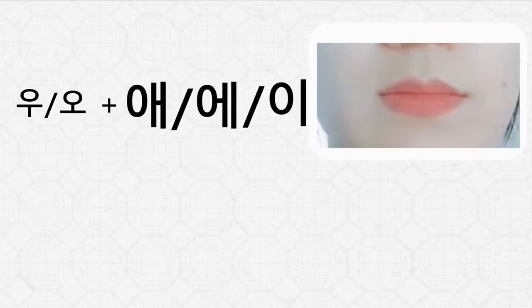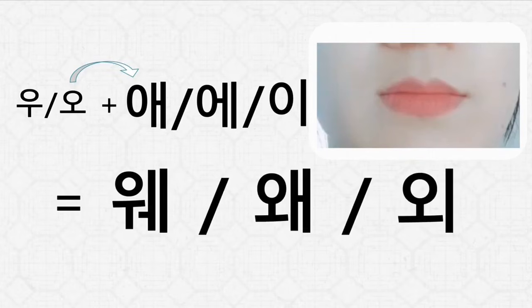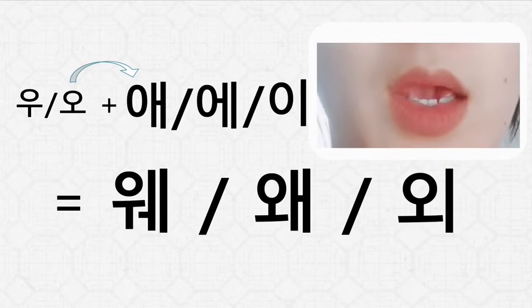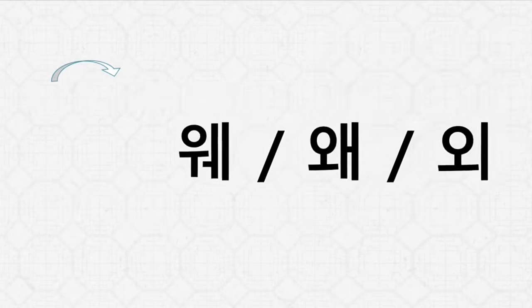I told you that E has same sounds, right? This time, E happens to make same sounds as E when combined this way. When U or O is combined with E or E sound, they should make sound of we. 왜, 왜. They look different, but apparently these three vowels have almost same sounds. So you can consider that these three vowels have same sounds.